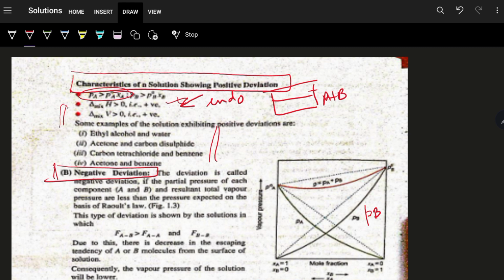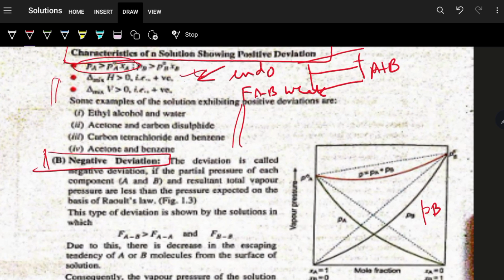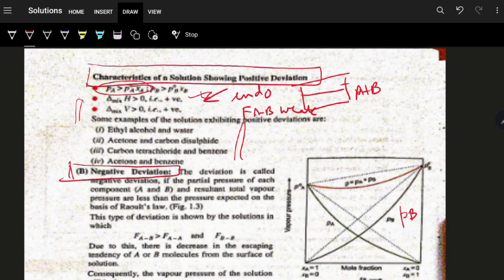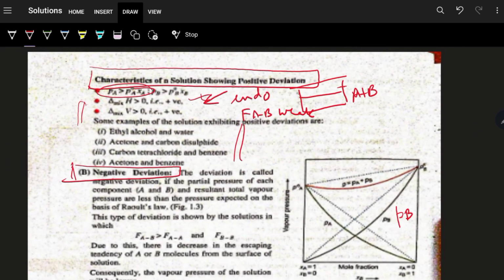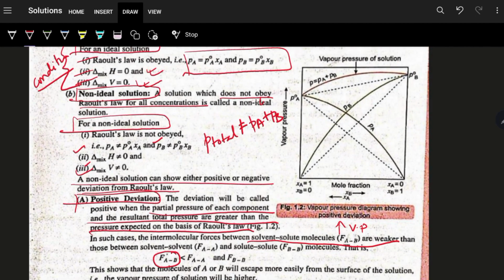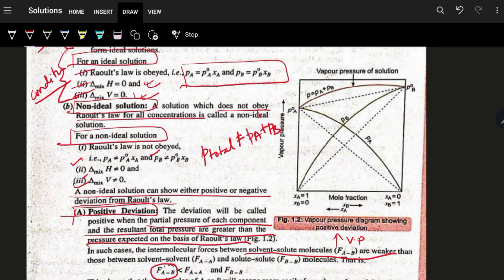Why will the volume increase? Because the forces of interaction between A and B are weak interactions. So the volume increases. Now, such examples are ethyl alcohol and water, acetone and CS2, carbon disulfide. So they are the positive deviations. See the nature of the plot. These dotted lines are for ideal solution. Everywhere you are seeing a hump. A hump means the vapor pressure has increased. Everywhere the vapor pressure has increased.